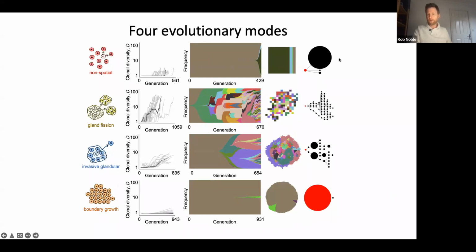In the first case, we get selective sweeps on the top row. In the second case, we get this kind of progressive diversification where the tree becomes more and more fan-shaped. In the third case, we get branching evolution with just sparse branching, just a couple of main branches. And in the final case, we get effectively neutral evolution. So, yep.